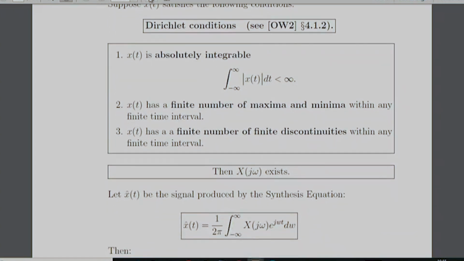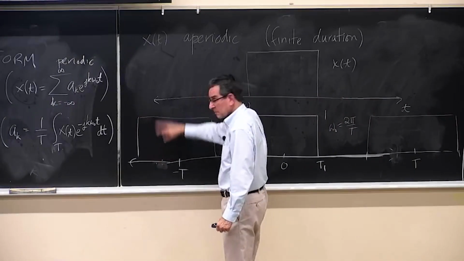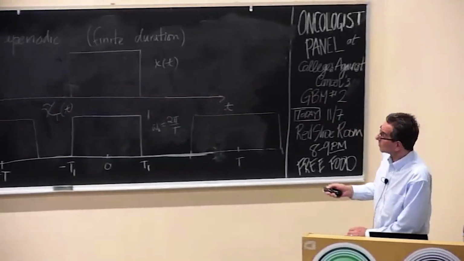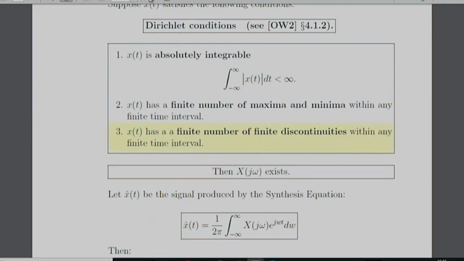So what are the conditions? Well, they're actually very similar. This one is absolute integrability. So you have to be able to integrate the magnitude of the signal over the entire time span and have that be finite. You can't have more than a finite number of maxima and minima within any finite time interval. So that's very similar to the periodic case where we didn't want something that was oscillating crazily and had an infinite number of maxima and minima. And you also want a finite number of discontinuities, but this has to be true within any finite time interval because there's no period here.